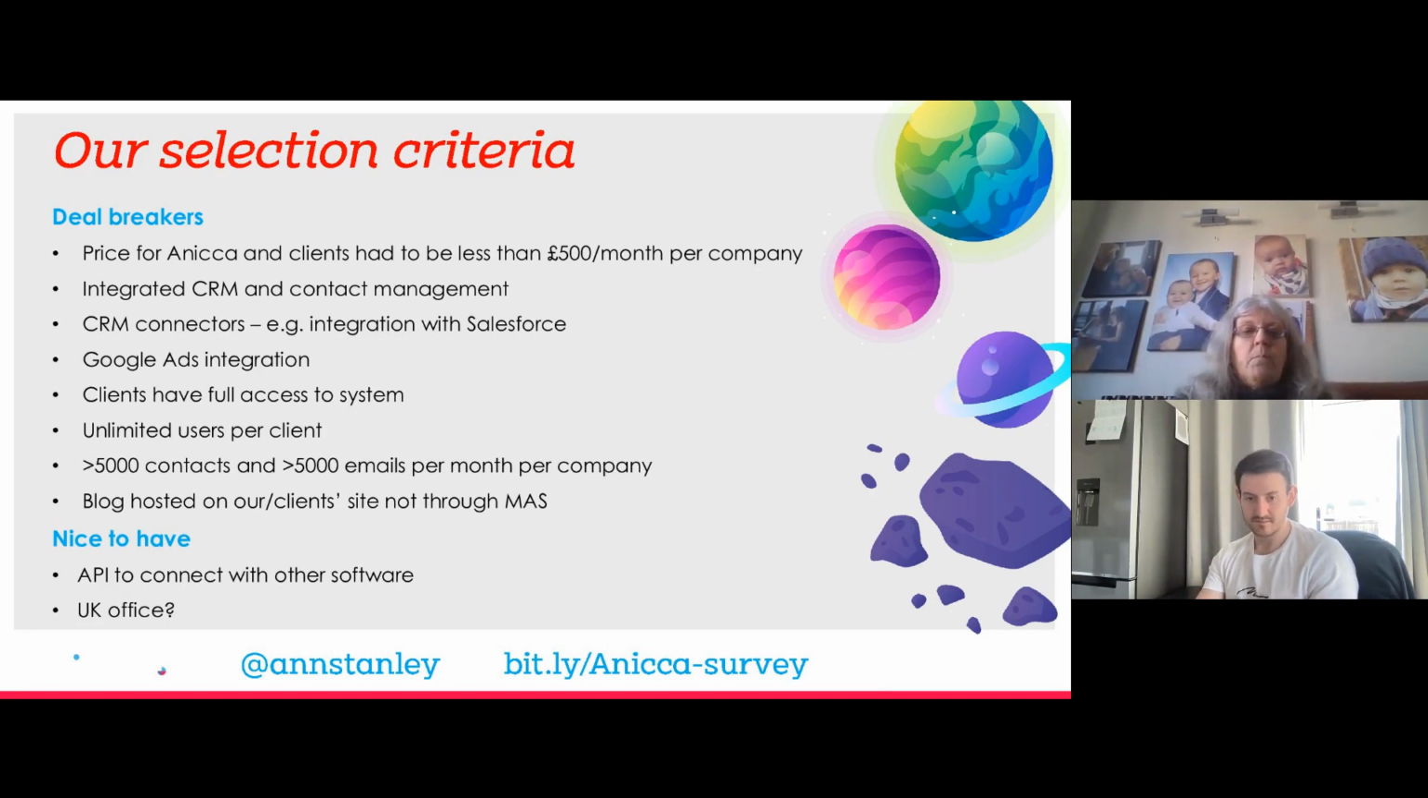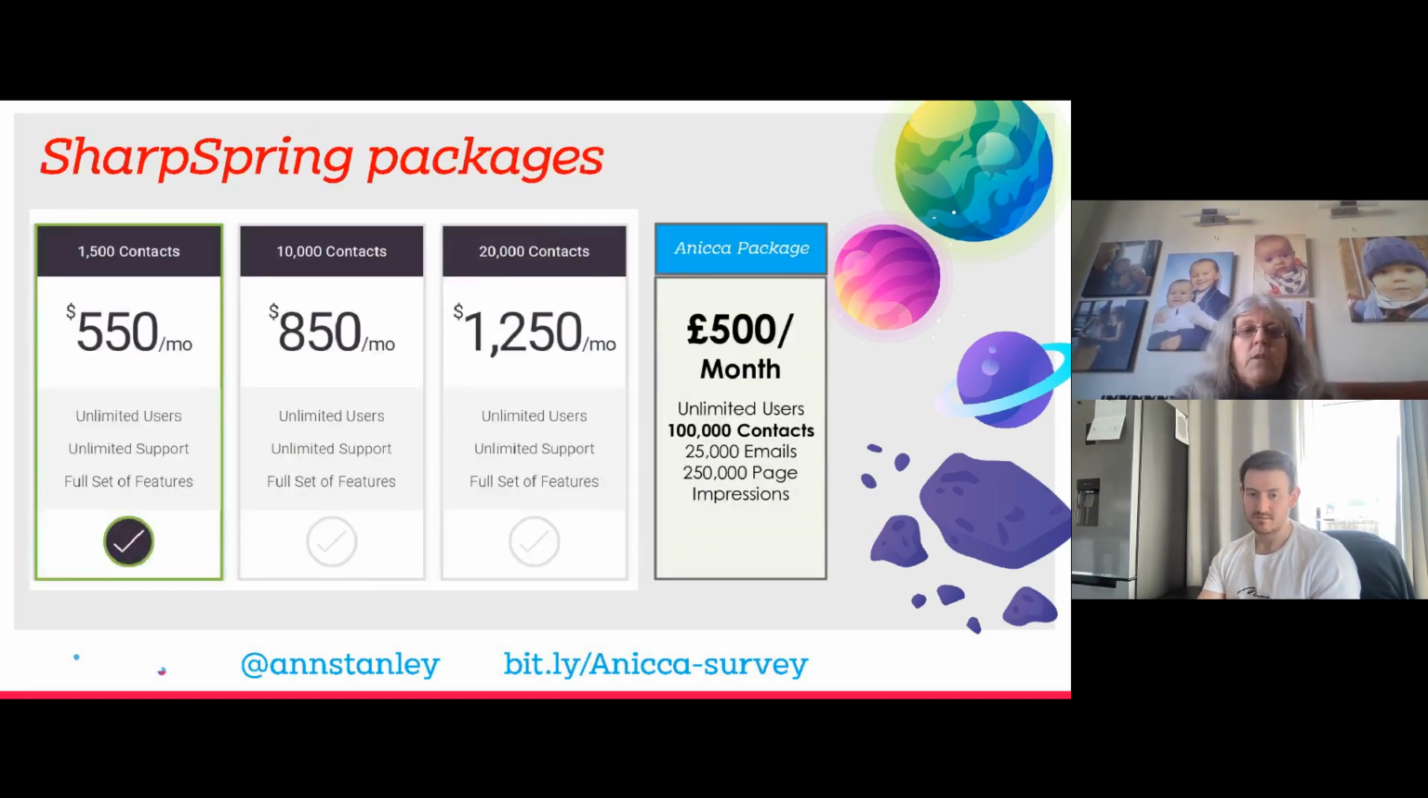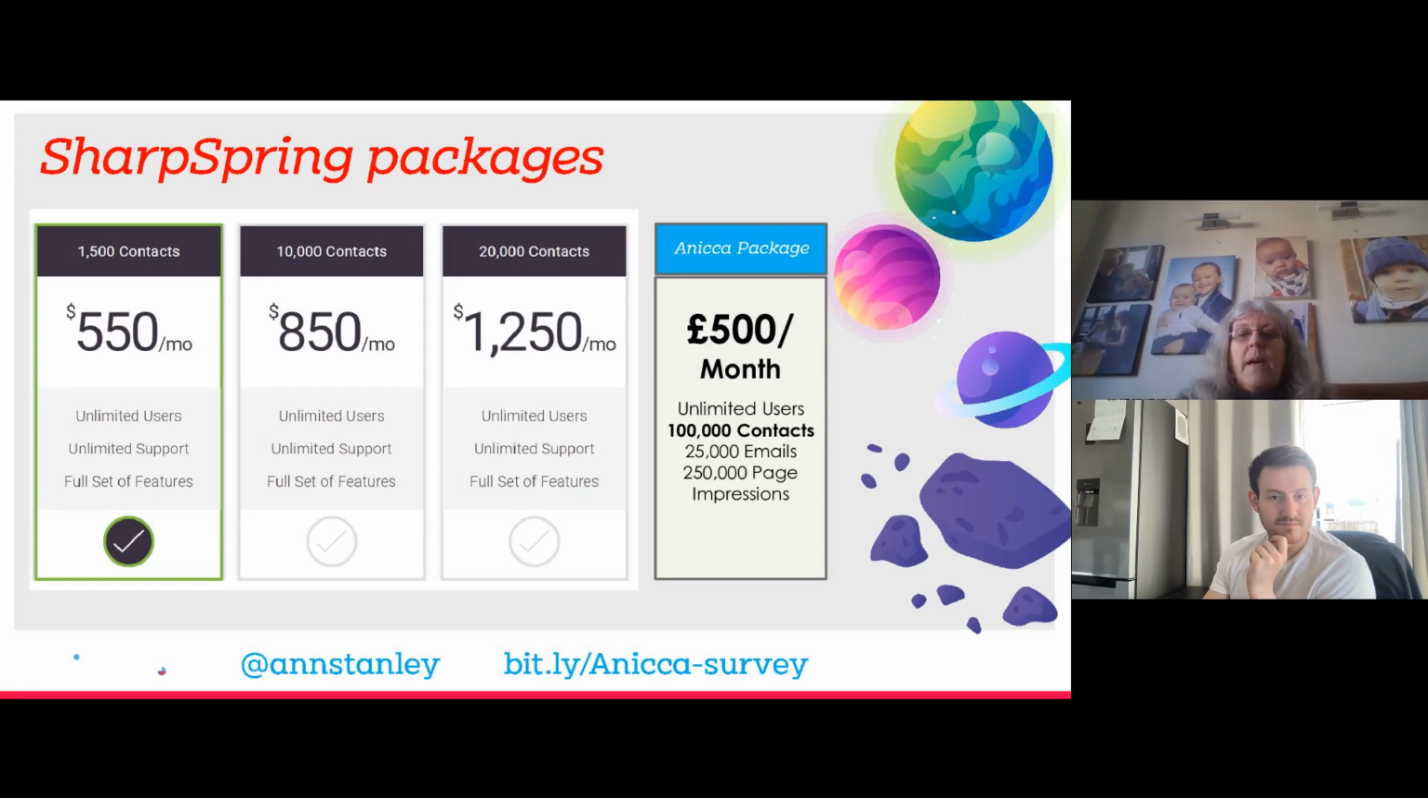And also the number of emails you get and the number of contacts. So in the case of SharpSpring, you see they charge on the number of contacts, 1,500, 10,000, 20,000. Our package is actually £500 a month, and we've got 100,000 contacts, 25,000 emails a month, and 250 page impressions. So there's not many businesses that need more than that, unless you are a really big e-commerce website and you're not cleaning out your data.